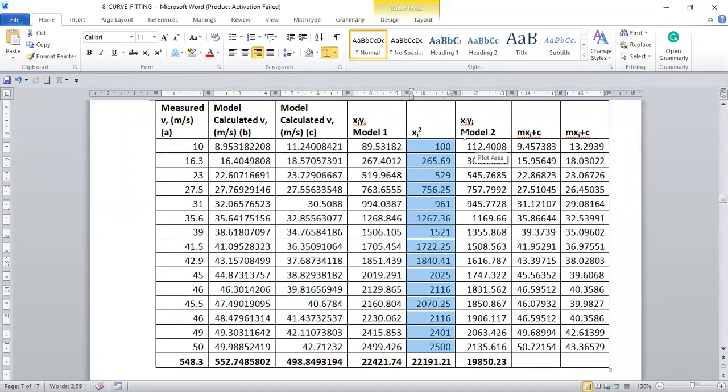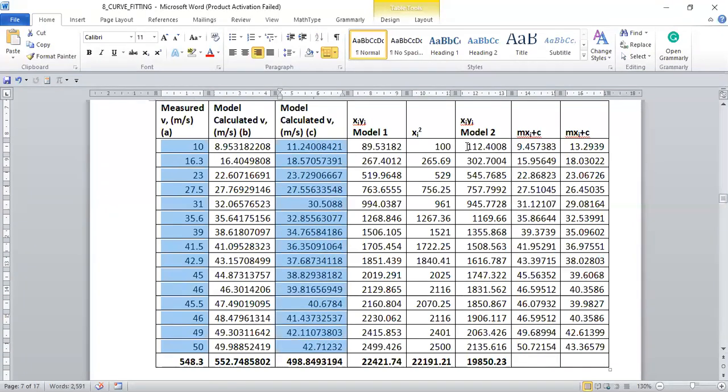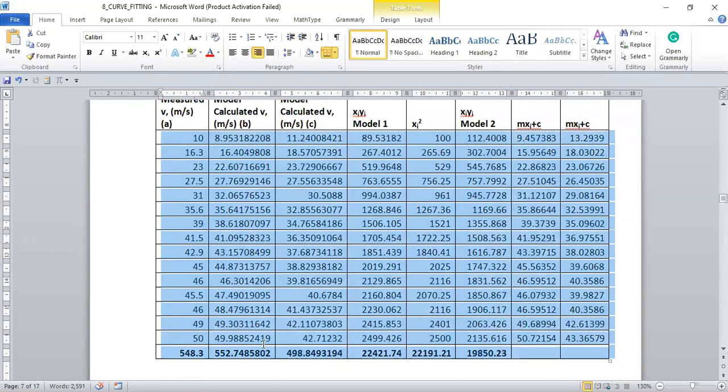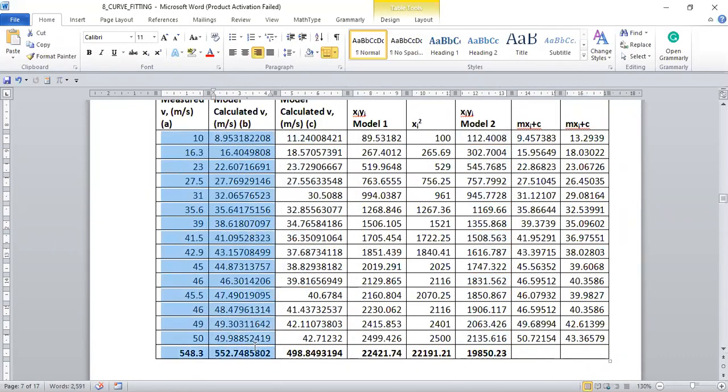Then for model 2, this is our x. So multiply this column by this column in order to get this column for model 2. So I'm multiplying this x by this y to get this one. Then for this one, we are multiplying this by this to get this.